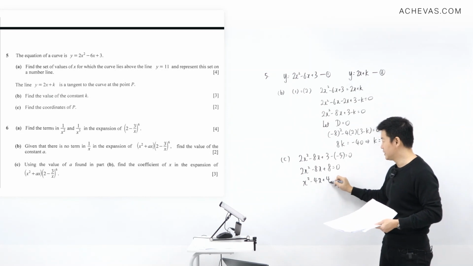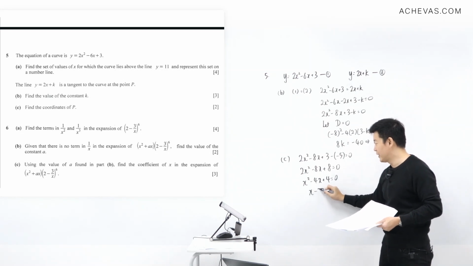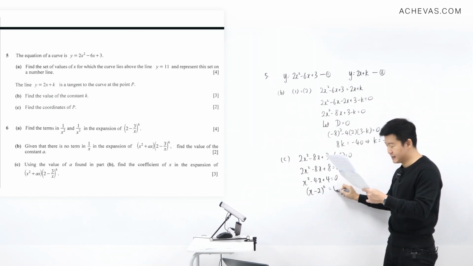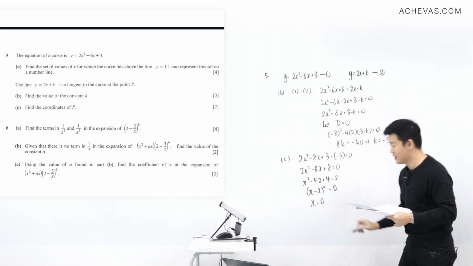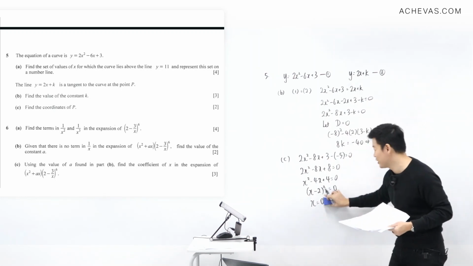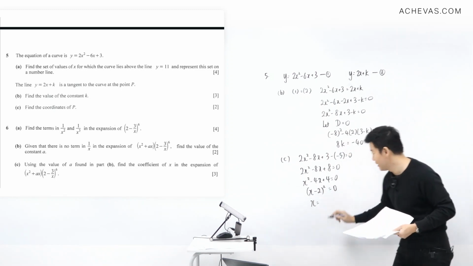So we have this plus 4 is equal to 0. So we have a (x - 2) squared. This is equal to 0. So we know that x is equal to, no, not 0. x is going to be equal to 2 at the point P.